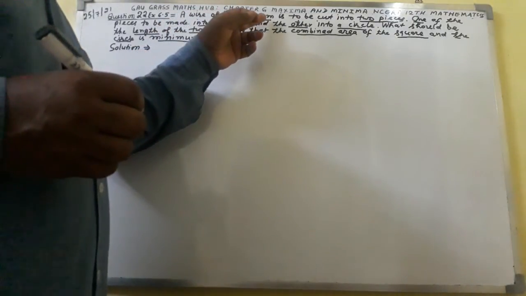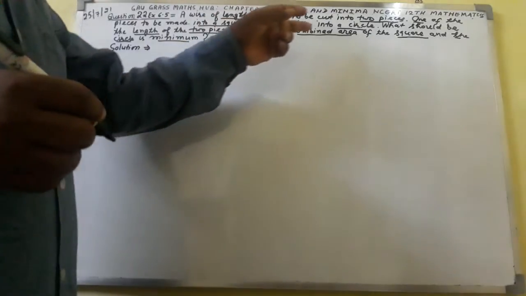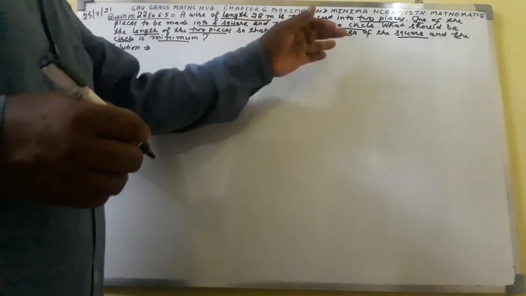Solution. Here it says a wire of length 28 meter. The total length of wire is 28 meter. We have to make two pieces of the wire. The first piece is going to be made into a square and the second piece into a circle. Find the length of the two pieces so that the combined area of square and circle is minimum.